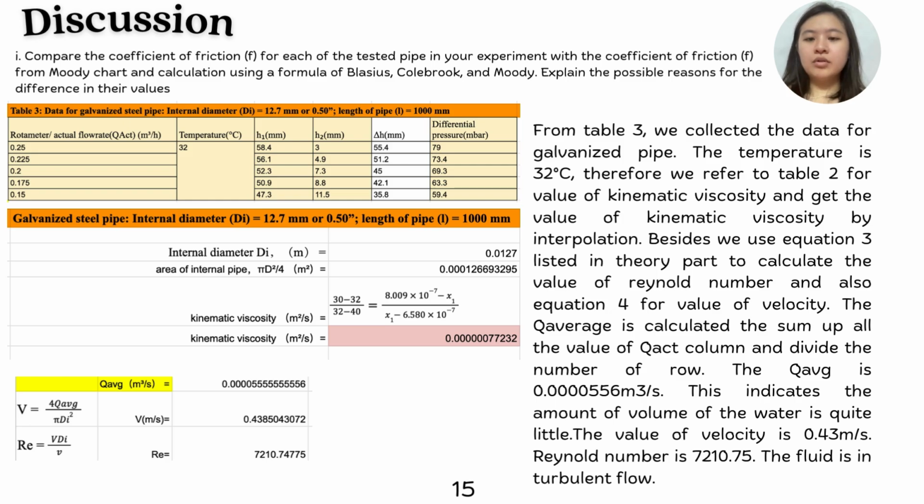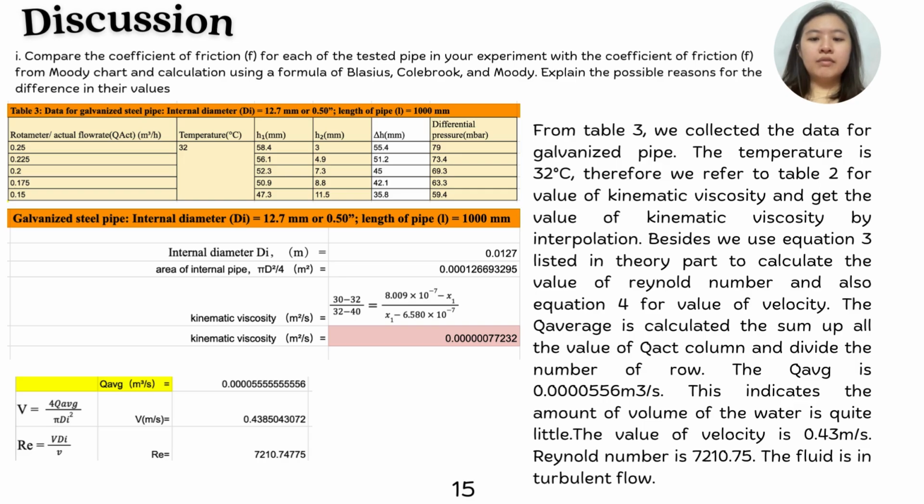Table 3 shown is the table for the data for galvanized steel pipe. Below is the calculation for the parameters needed for us to determine our coefficient of friction. So we have listed down the internal diameter and kinematic viscosity. We have calculated it by using Table 2, which is in our theory part, and the value of kinematic viscosity is calculated by using the method of interpolation. Besides, we use Equation 3 in the theory part to calculate the value of Reynolds number and also Equation 4 for the value of velocity.